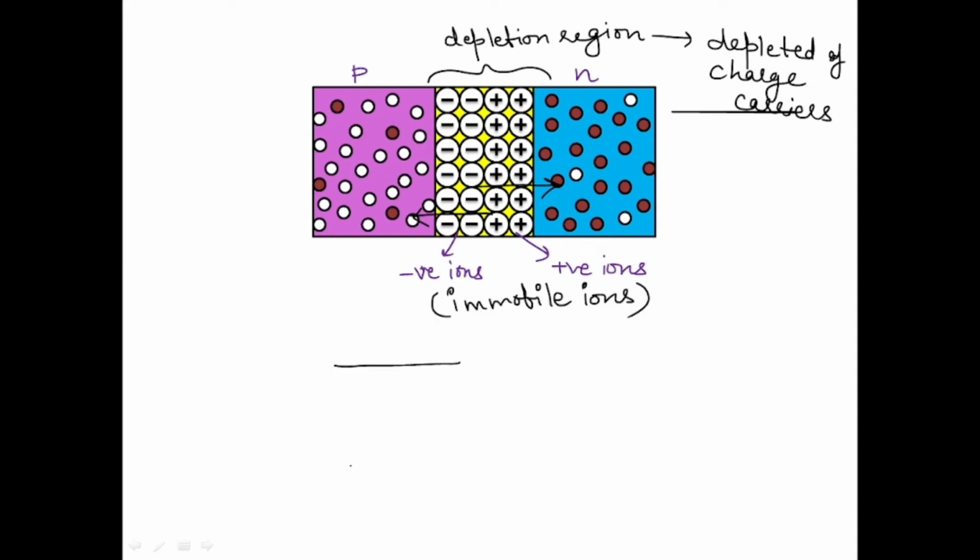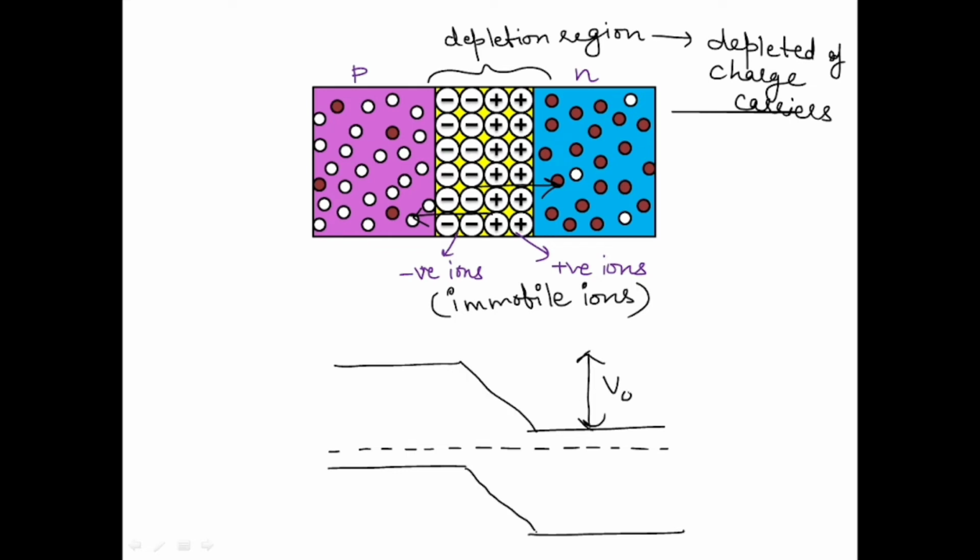What happens in the equilibrium case? The acceptor energy level and donor energy level get aligned. This barrier height is very large such that the carriers cannot jump from this area to this area. That's why this is called the depletion region, or we also call it the space charge region.